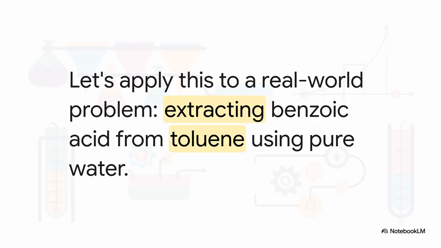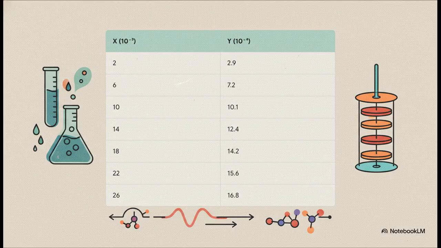Our mission, should we choose to accept it, is to pull benzoic acid out of a liquid called toluene, and we're going to use pure water to do it. This is a classic example where the chemistry is nonlinear, so the graphical method isn't just an option, it's our only option.